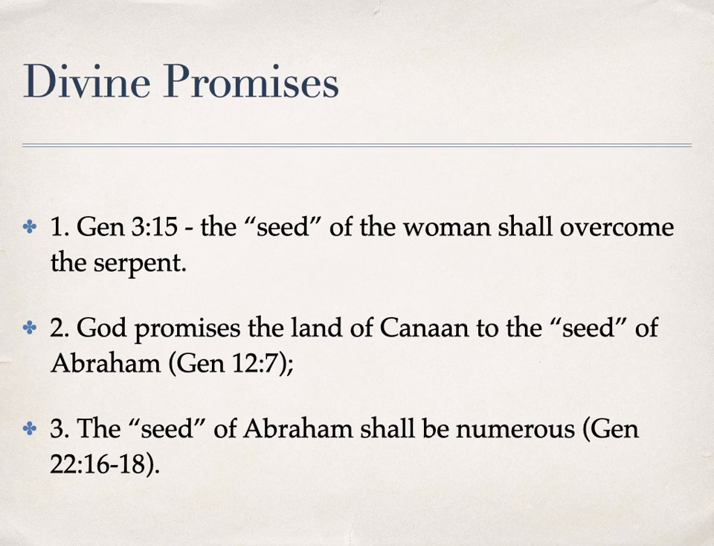Divine promises, then, related to seeds can be summarized like this. In Genesis 3:15, we already heard that a few times: the seed of the woman shall overcome the serpent. Second, God promises the land of Canaan to the seed of Abraham. And third, finally, the seed of Abraham shall be numerous.